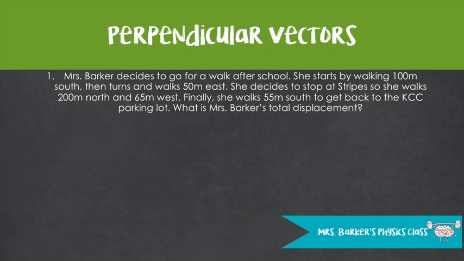So let's sketch that out real quick. We have 100 meters south, followed by 50 meters east, then 200 meters north, then 65 meters west, followed by 55 meters south.